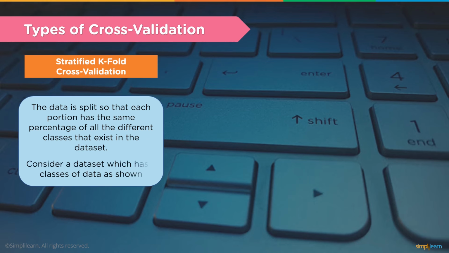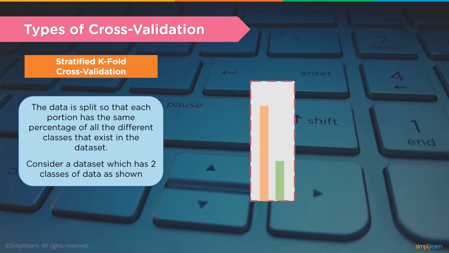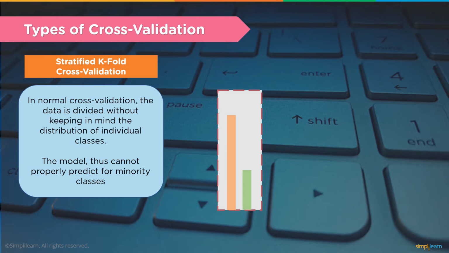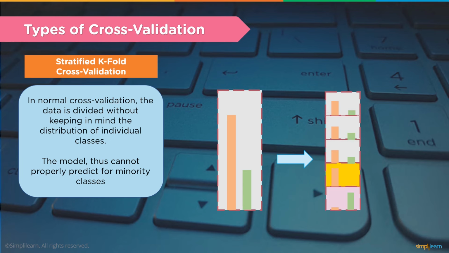And we want to start looking at stratified K-fold cross-validation. The data is split so that each portion has the same percentage of all the different classes that exist in the data set. Consider a data set which has 2 classes of data as shown. In normal cross-validation, the data is divided without keeping in mind the distribution of individual classes. The model thus cannot properly predict for minority classes.